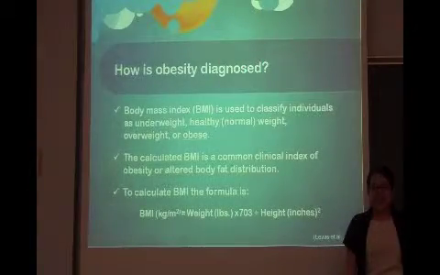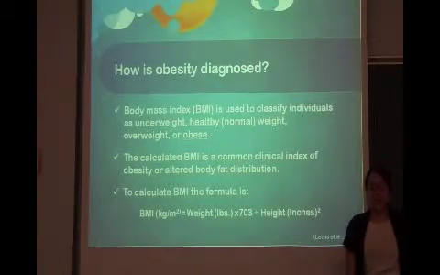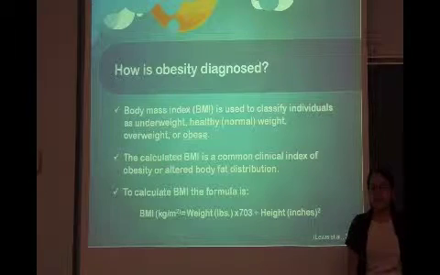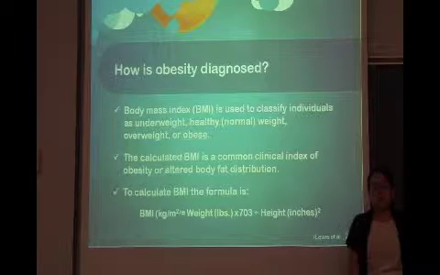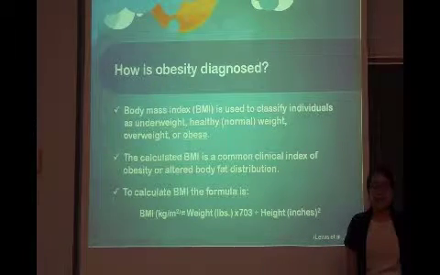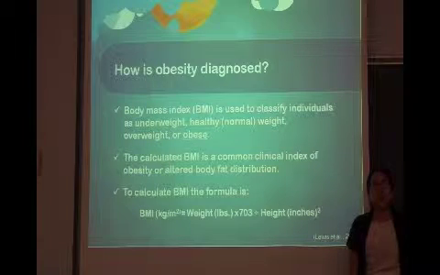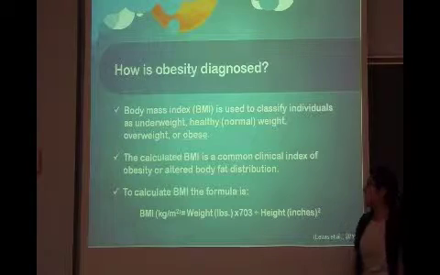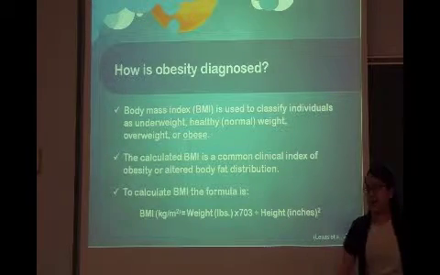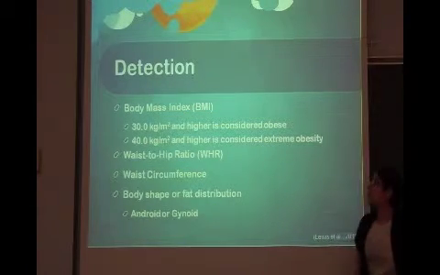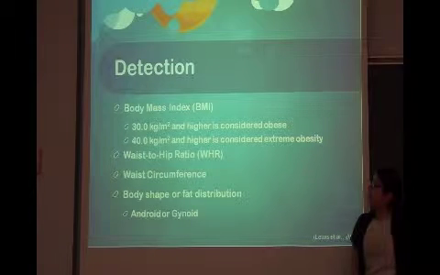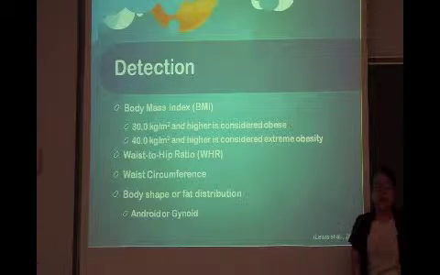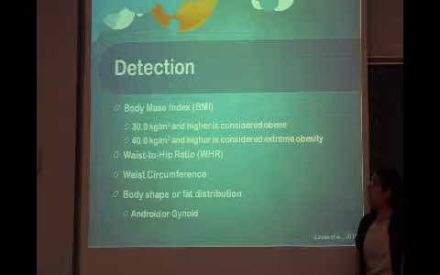How is obesity diagnosed? Body mass index, also known as BMI, is used to classify individuals as underweight, healthy normal weight, overweight, or obese. The calculated BMI is the common clinical index of obesity or altered body fat distribution. There's a specific formula used to calculate the BMI. For detection, a BMI of 30 or higher is considered obese, and 40 or higher is considered extreme obesity.